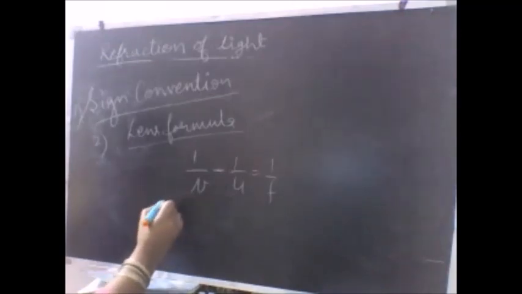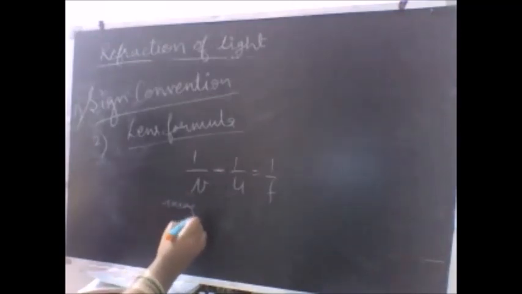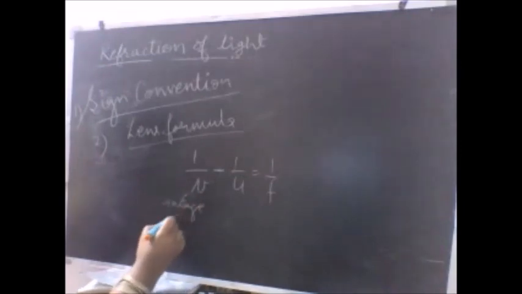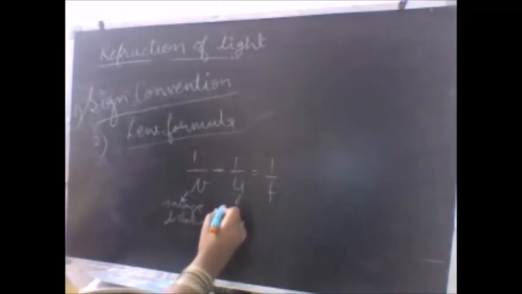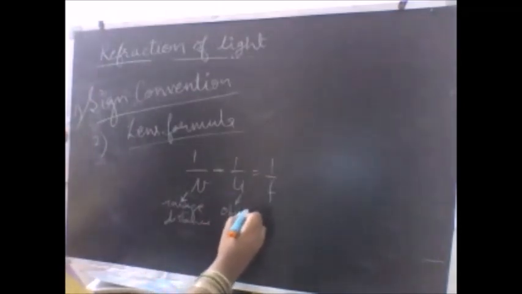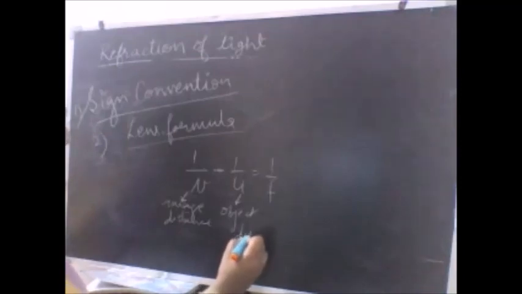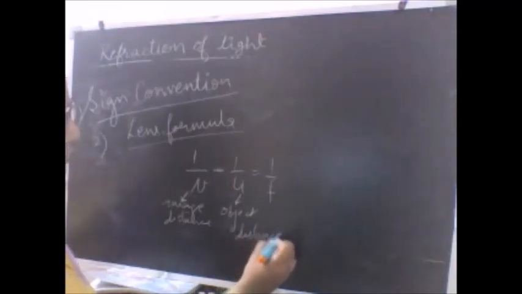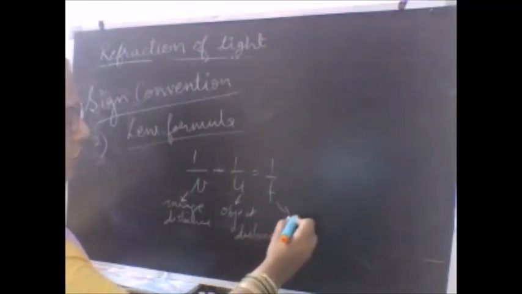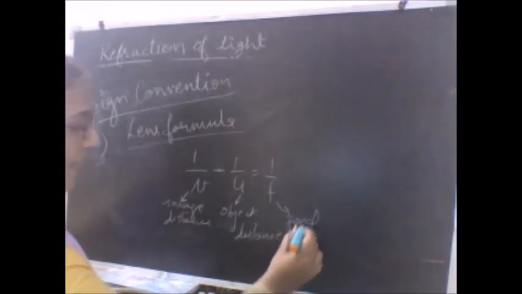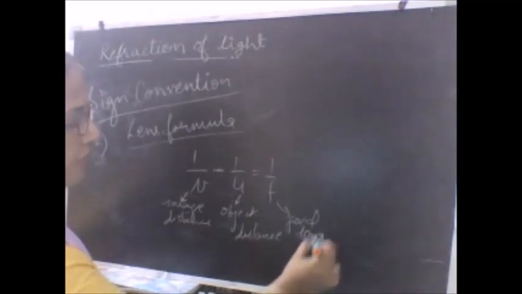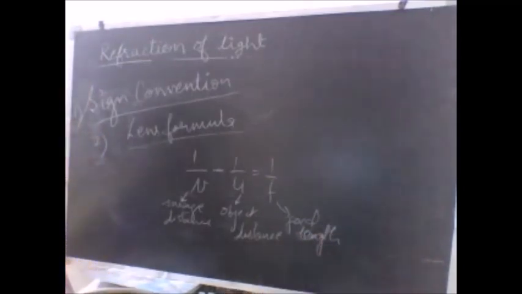What is v here? v is the image distance. And what is u here? u is the object distance. And what is f here, children? f is the focal length. Sign convention rules are exactly the same as what we did in the case of a mirror. So let us revise them all one by one.